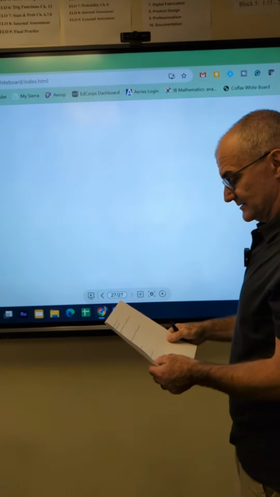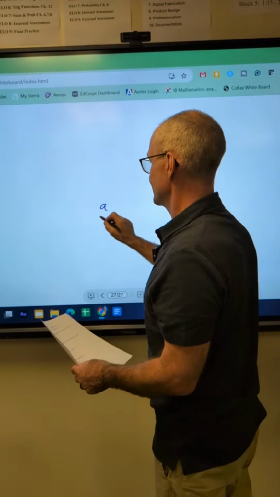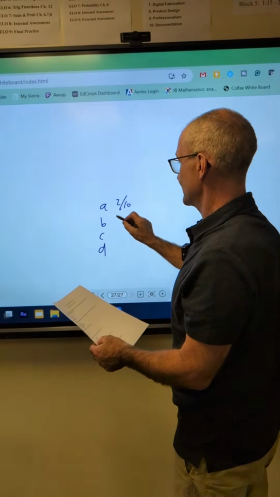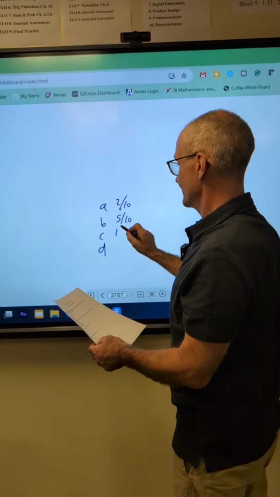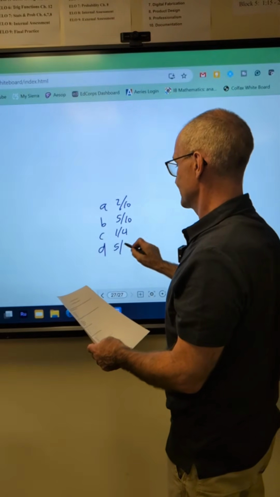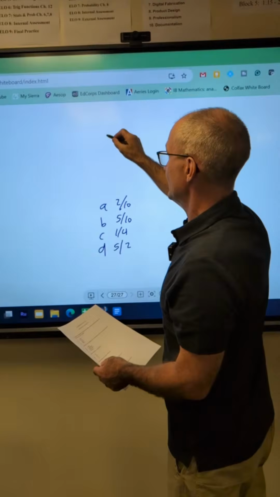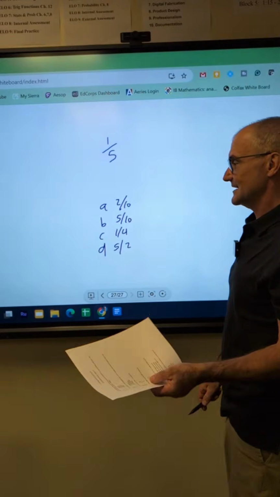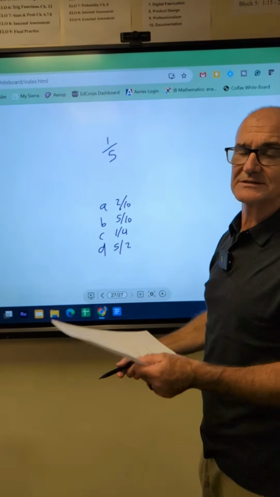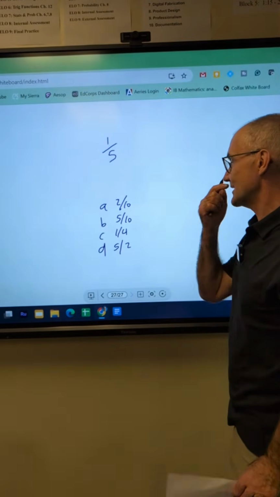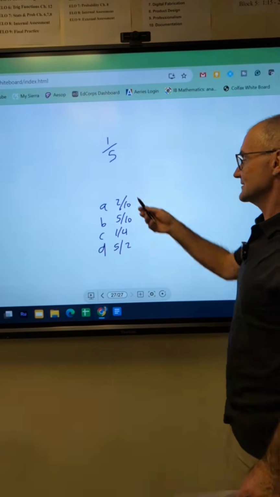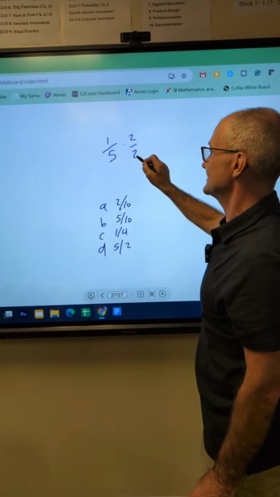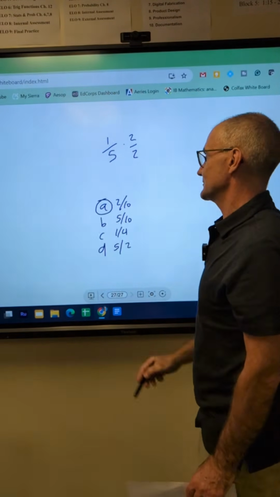Okay. Here's the answers here, A, B, C, and D. 2/10, 5/10, 1/4, 5/2, and then the question is 1/5 has the same value as which fraction below. This is why it's so important to understand common denominators and ratios. There are so many problems like this. Well, I could look down here and see if I could figure it out. It does look like if I multiply this by 2 over 2, it would give me 2/10, and that would be my correct answer right there.